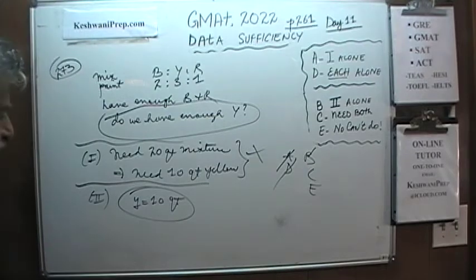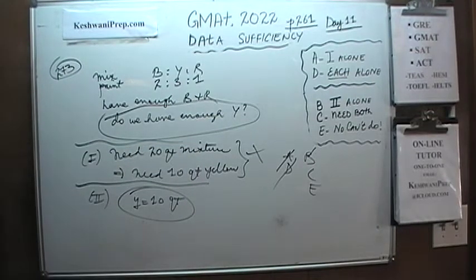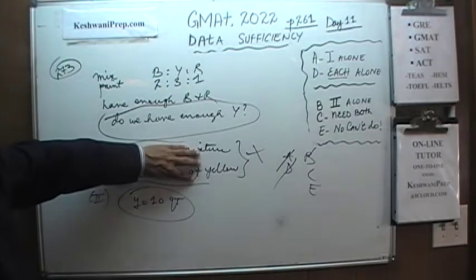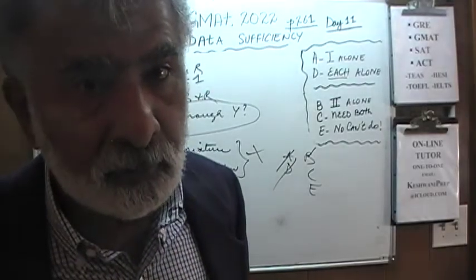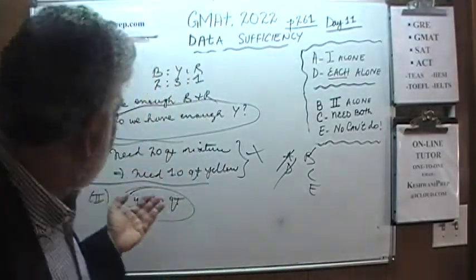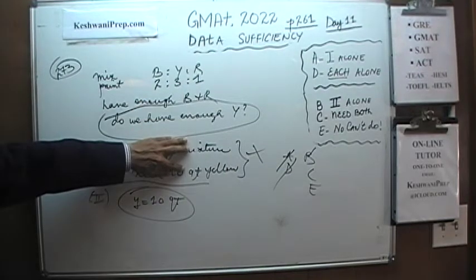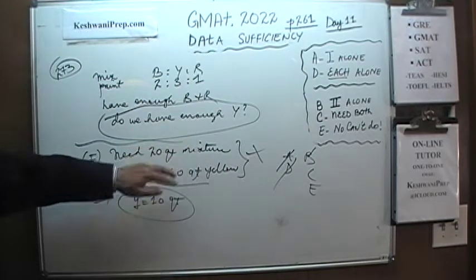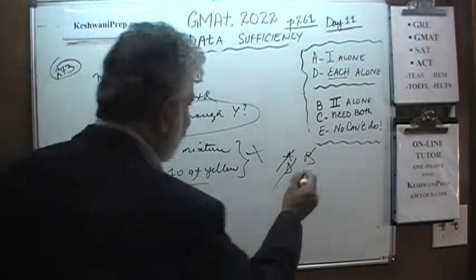When you're looking at the second statement, we cannot look at the first statement. What the second statement tells us is that we have 10 quarts of yellow, but at this point, we do not know how much mixture we want to make. If you want to make 1,000 quarts of mixture, it's not enough, because if you need 1,000, we need 500 quarts of yellow. On the other hand, if you only want to make 2 quarts of mixture, that's more than enough. We have no idea by itself. The second statement is not enough.